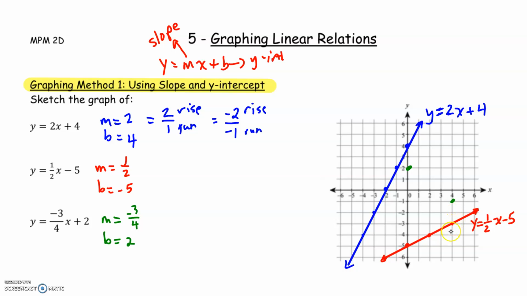Down 1, 2, 3. Oh, I can't go to the right. So now I'll go in the opposite direction. So I'll go up 3, 1, 2, 3, and to the left, 1, 2, 3, 4, and put my point.